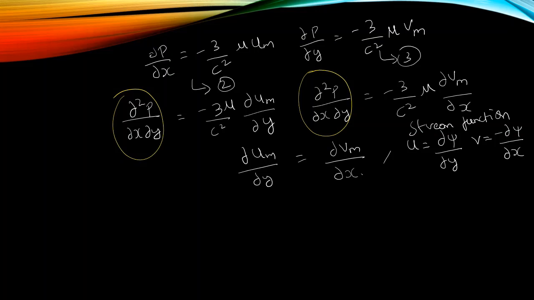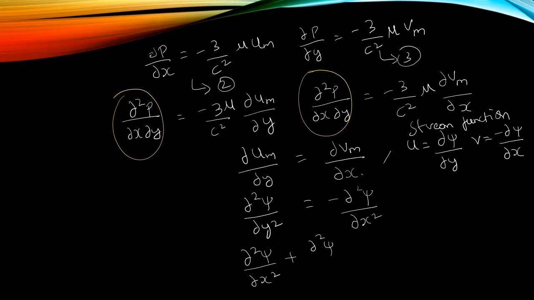You have to substitute this value instead of um and vm in this particular equation. You have to substitute for u. So this becomes dou square psi by dou y square, and this becomes minus dou square psi by dou x square. So finally you are getting dou square psi by dou x square plus dou square psi by dou y square is equal to 0. So what is this equation? This equation is nothing but the irrotational condition.